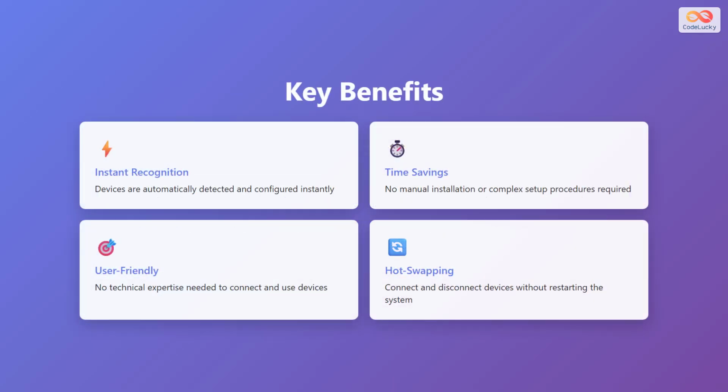Plug and play brings several important advantages. First, it provides instant recognition of devices the moment you plug them in. Second, it saves time by eliminating manual installation procedures. Third, it is extremely user-friendly because you don't need any technical expertise. Fourth, it supports hot swapping, which means you can connect and disconnect devices without restarting your computer.